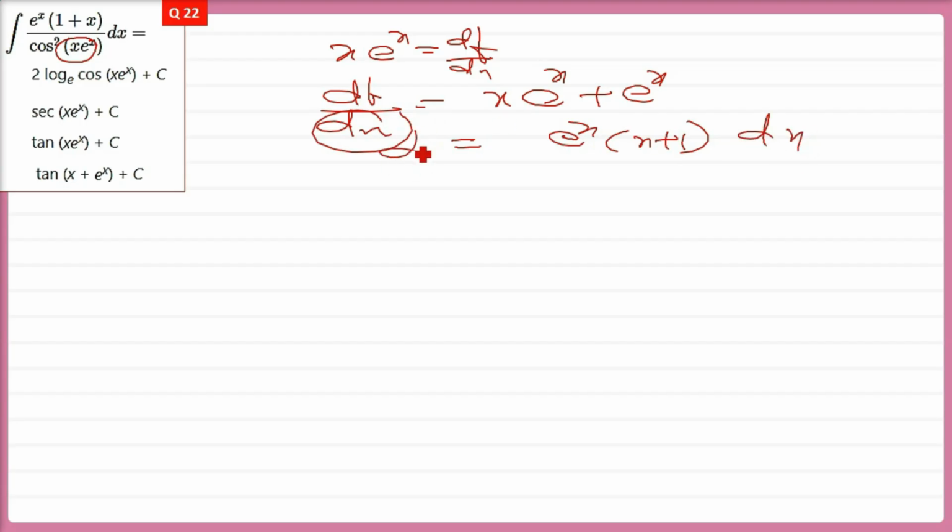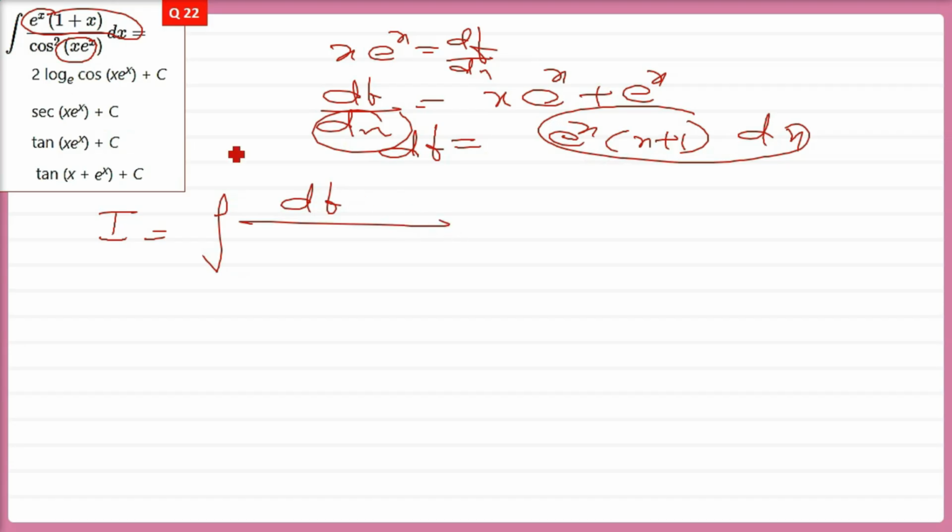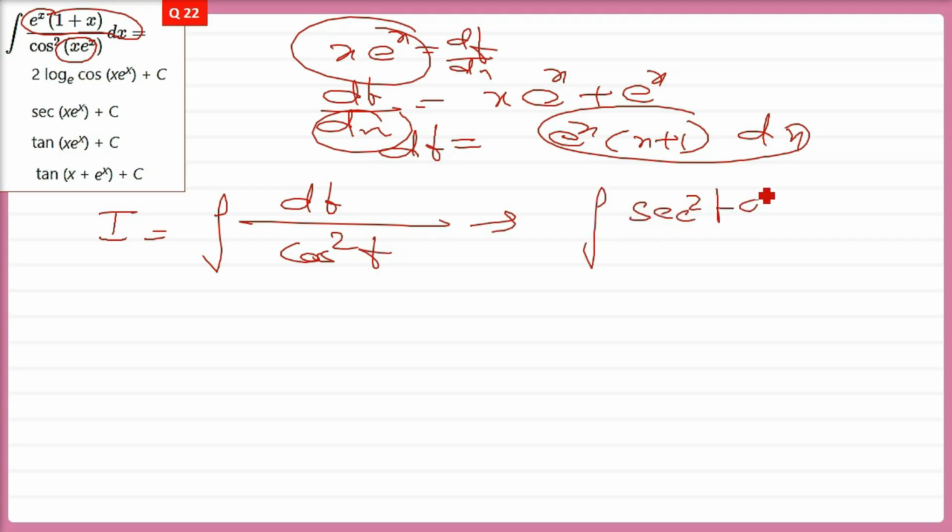dx can be brought to the left, so dt becomes the numerator here. This whole numerator has now transformed into dt only. So the integration in terms of t can be written as dt divided by cos square x e raised x, which was already taken as t. So it's simply cos square t. Now 1 by cos square t is simply sec square t dt.